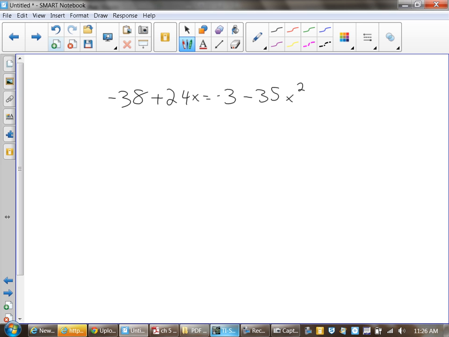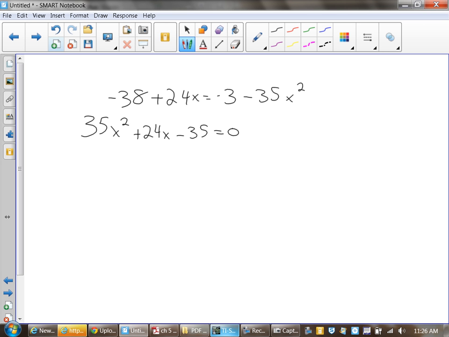I've had the most questions on this one. This 6, I believe. What I'd like to do here is, since I'm solving by factoring, I want to get my A value to be positive. So I'm going to move everything from the right to the left. I wind up with 35x squared plus 24x minus 35 is 0.